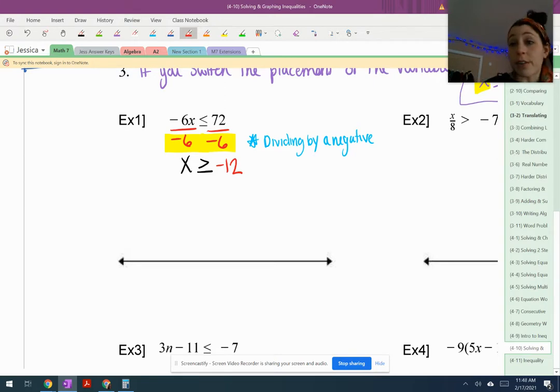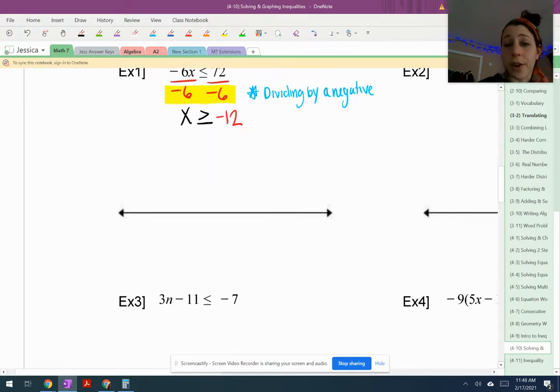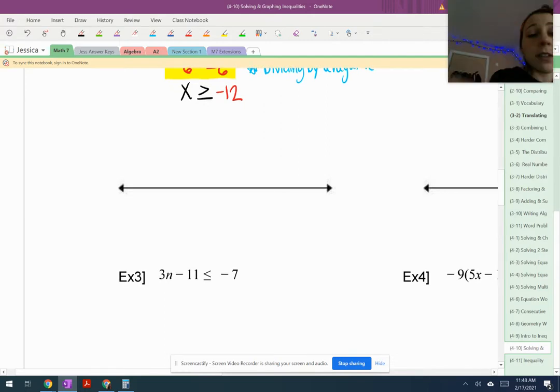So we solved, we got the variable by itself. Now we're going to graph that. So again, the number that goes in the middle of the graph is the number that I got for my answer, which was -12. I want a number that is bigger than -12.